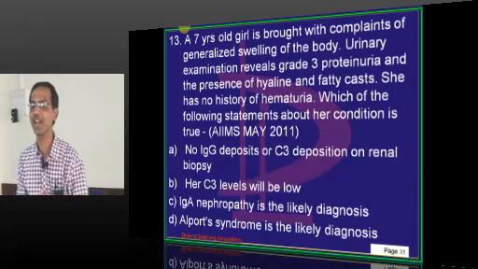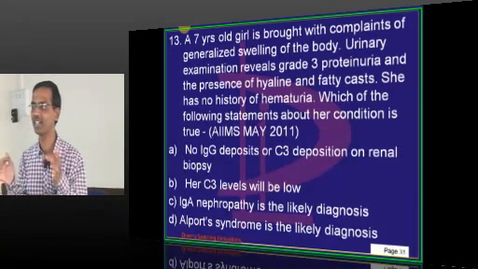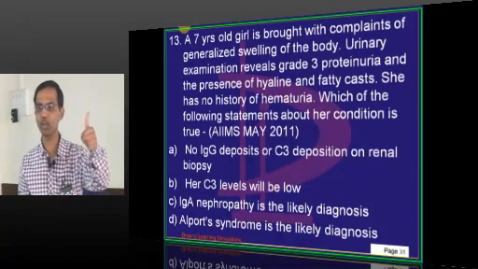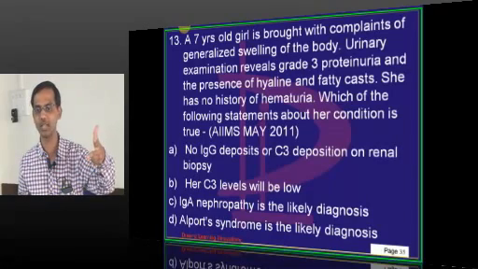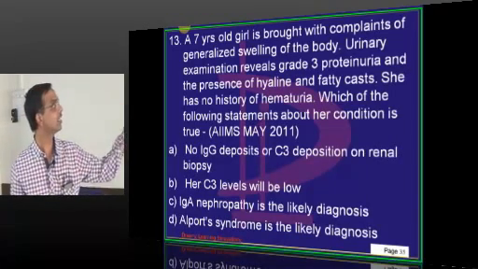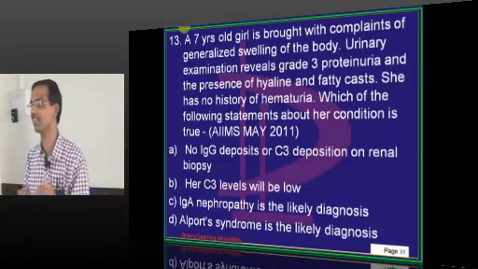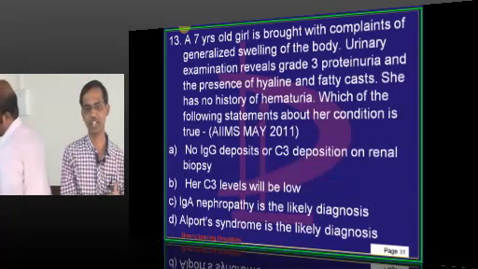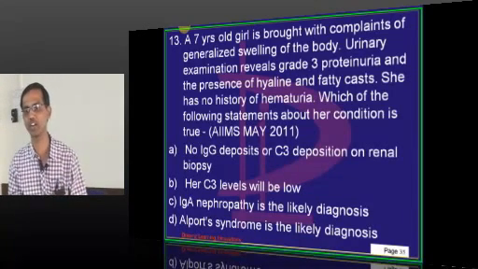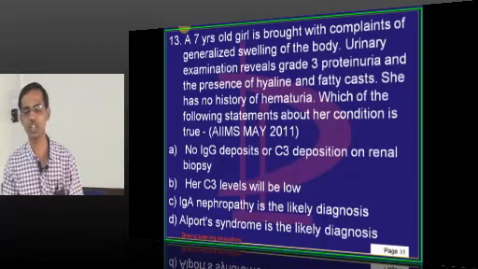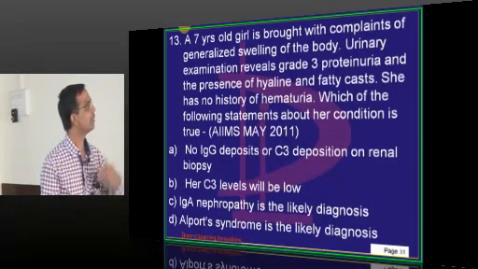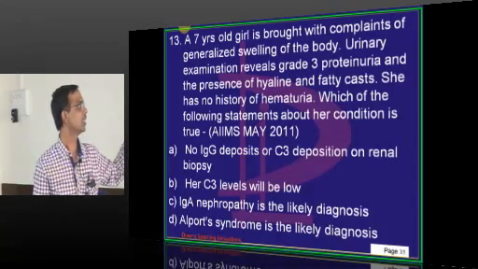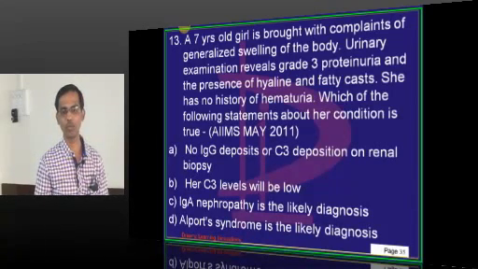There is presence of fatty casts. Now we are finally arriving at the syndrome, that is nephrotic syndrome. There is massive proteinuria, hypoalbuminemia, generalized edema, and because of that, in a child, lipiduria causing fatty casts. So this is a child presenting with nephrotic syndrome. And in children, the commonest cause of nephrotic syndrome is minimal change disease. So, minimal change disease, which of the following facts are correct. No IgG or C3 deposition. Her C3 levels will be low.